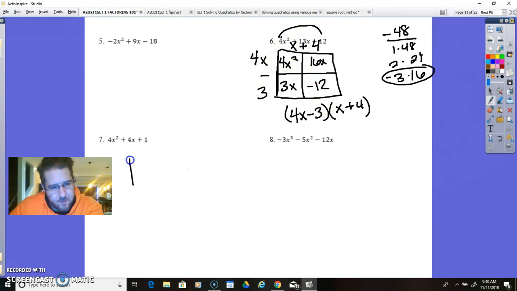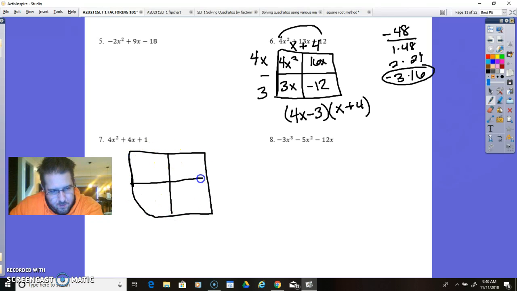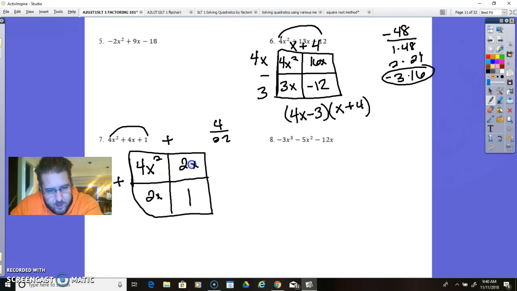Okay, one more of these. Make my square, split up into 4, put the first term right here in the upper left, put the last term down here. Now I got to figure out the split. 4 times 1 is 4. What two numbers are going to add up to 4? That'd be 2 times 2. So positive 2x and positive 2x.